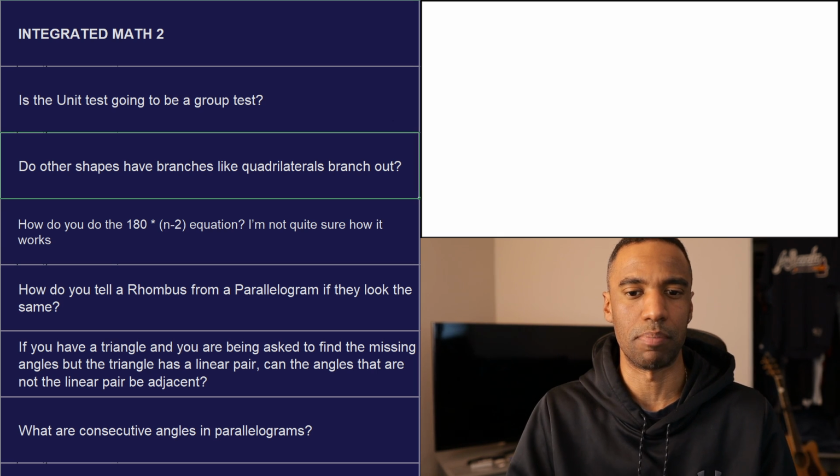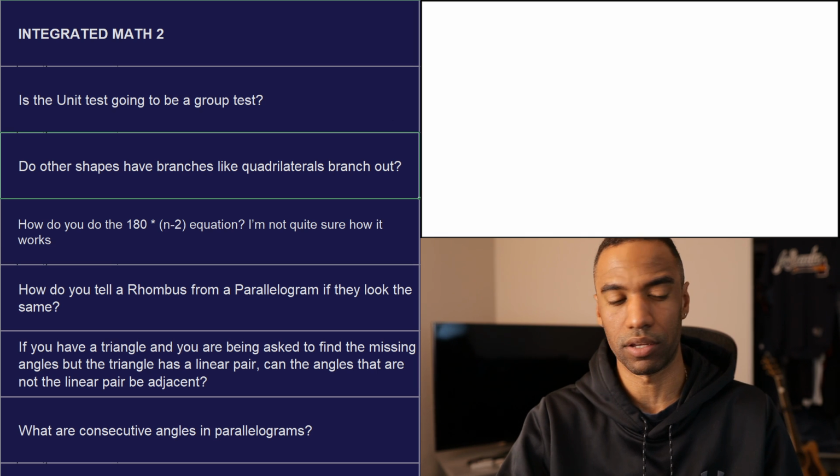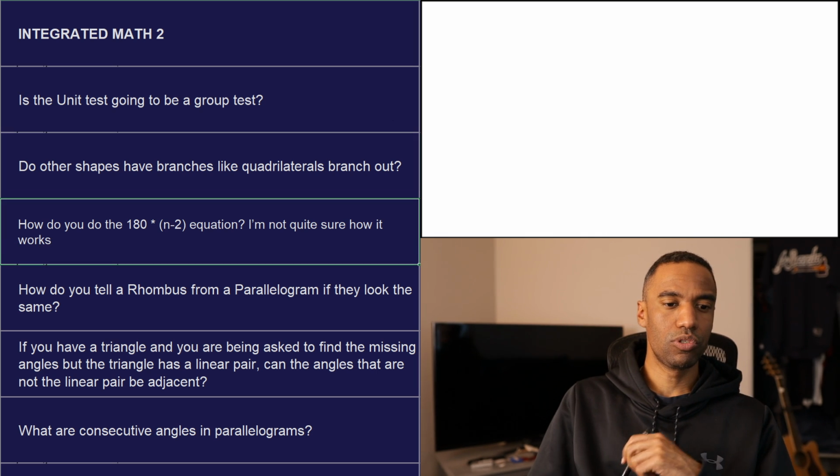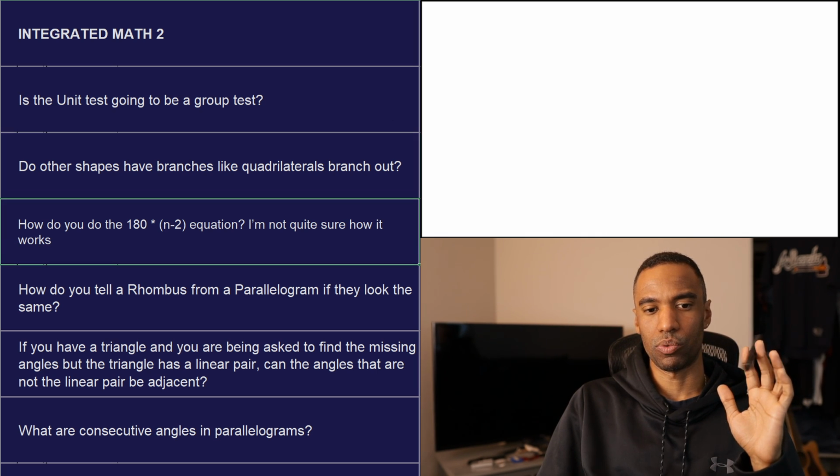So anyway, I think that's as deep as you really get into it. Otherwise, triangles, yeah, triangles do for sure. All right, how do you do the 180 times n minus 2 equation? I'm not quite sure how it works.